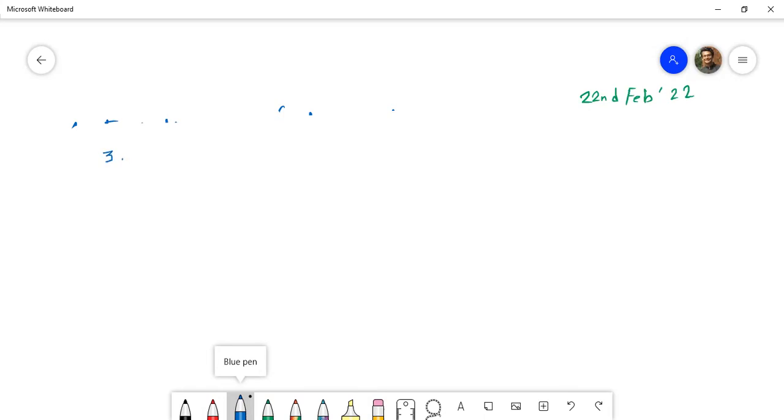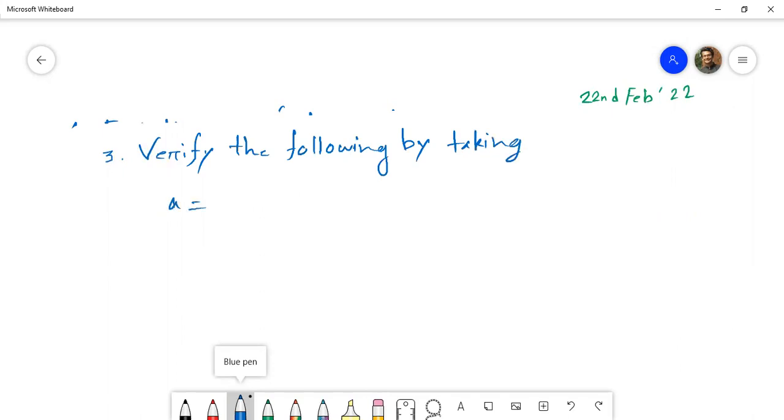So this is verification. Verify the following by taking a equals 2, b equals 1 by 4, c equals minus 6.